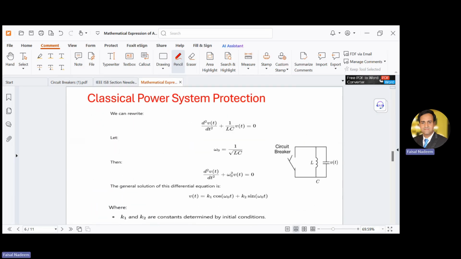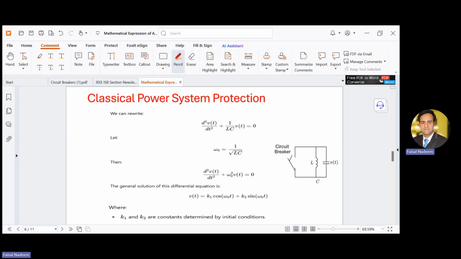So starting with the second order differential equation of this simplified circuit, in which L and C are connected in parallel with the circuit breaker or a switch, and suddenly it opens. As it opens, the source voltage becomes zero right at that instant. So we can write the equation at that time as d square Vt over dt square plus 1 over LC times Vt. So this is the second order differential equation.